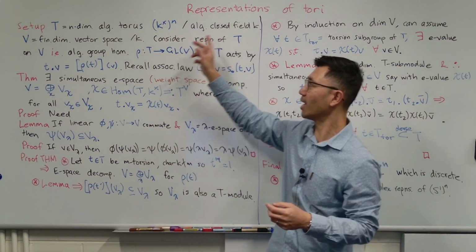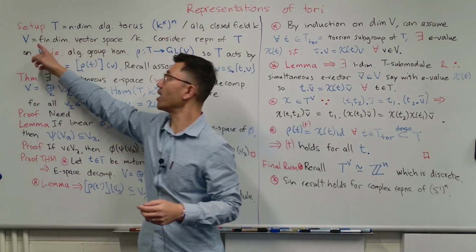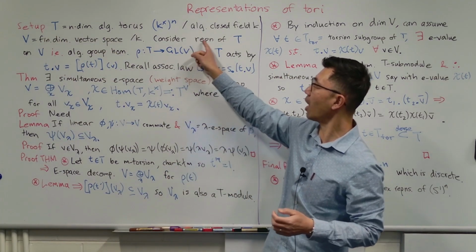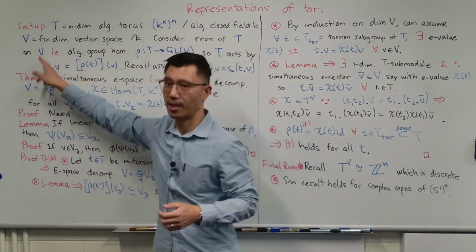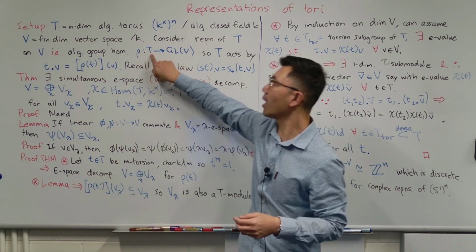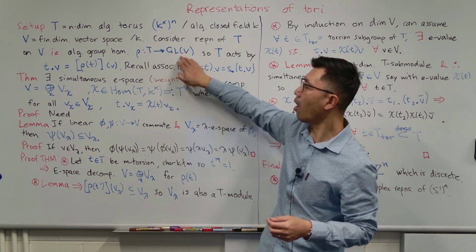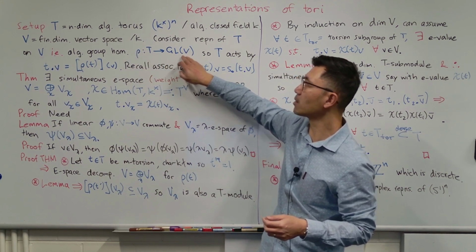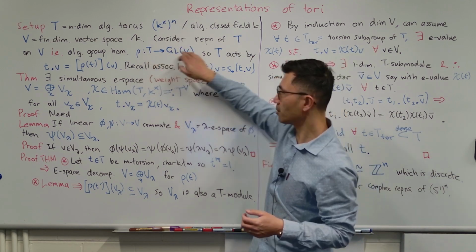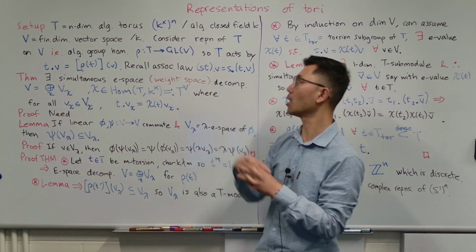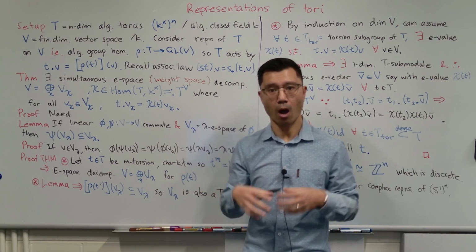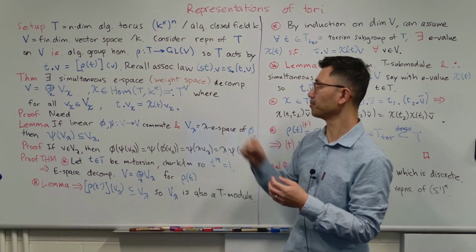We'll look at a finite dimensional vector space V. So T will act on this V, which means that we have a representation of T on V. More precisely, we have a group homomorphism T to GL(V), the set of linear isomorphisms from V to V. This is a group, and in fact it's an algebraic group. So you want this to be a morphism of algebraic groups. Not only is it a group homomorphism, but it should also be a morphism of group varieties.